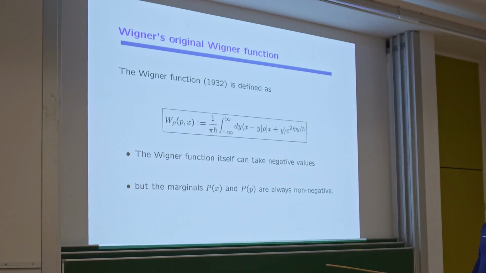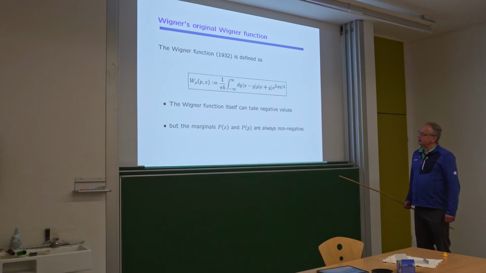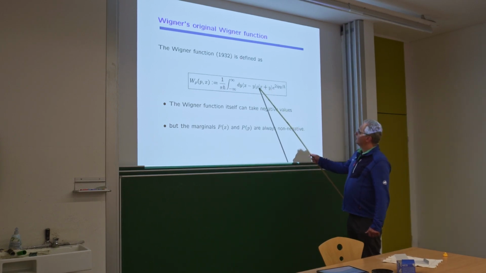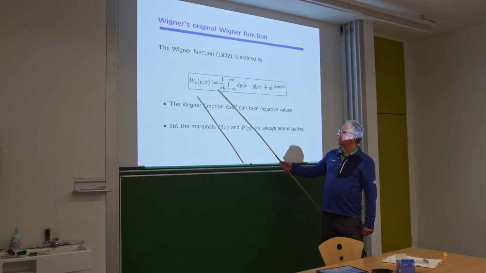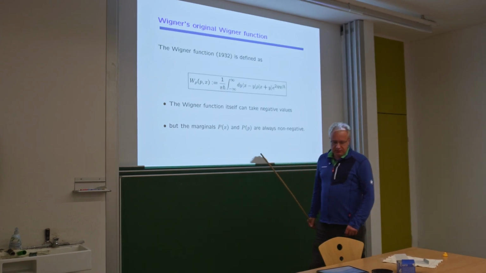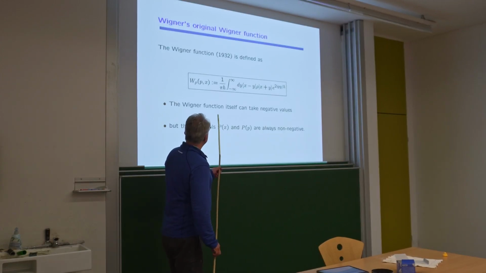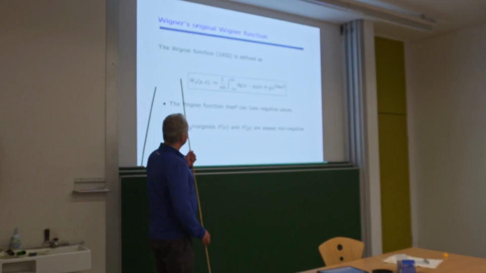Also, an interesting property is that the Wigner function is linear in the density matrix. You see this right here. Also, it is in a one-to-one correspondence. You can start with a density matrix and obtain the corresponding Wigner function, or you can start with a Wigner function and reconstruct the corresponding density matrix. Good. So that's the thing that Wigner introduced almost 100 years ago.